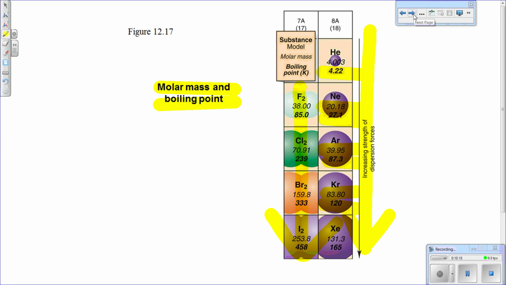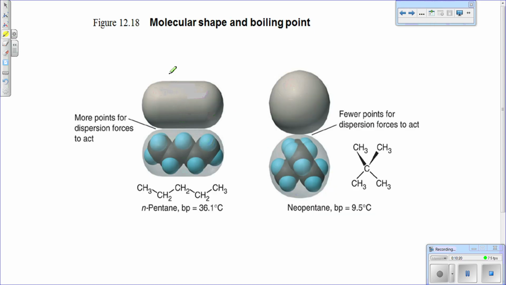It's greater number of electrons. Another idea is shape and boiling point. Pentane and neopentane, they're isomers, which means they have the exact same molar mass. But yet, if you notice, there's differences in boiling point. Why? Well, they're both just made of carbon and hydrogen, which means they're always going to be nonpolar. So the only force they have between them is London.